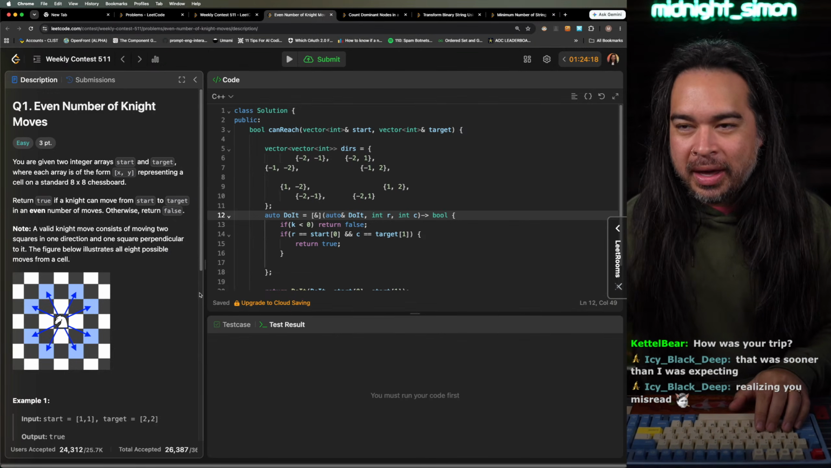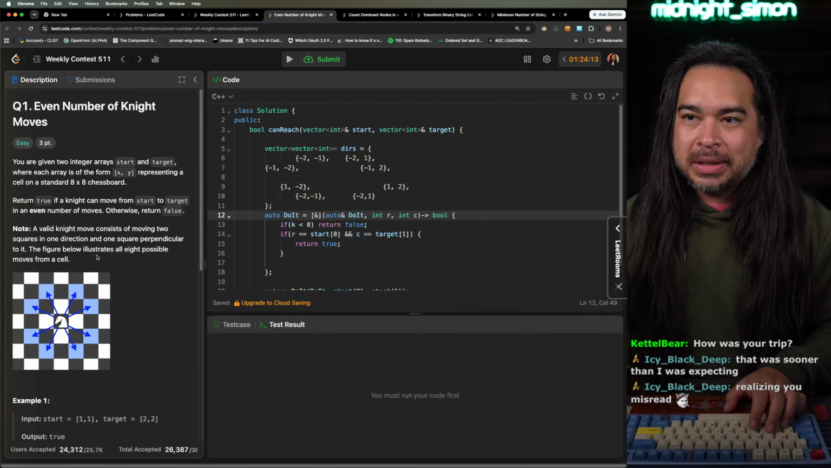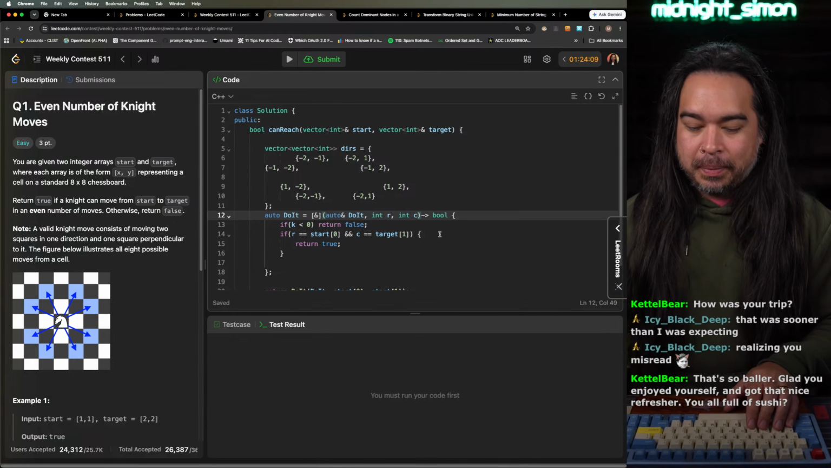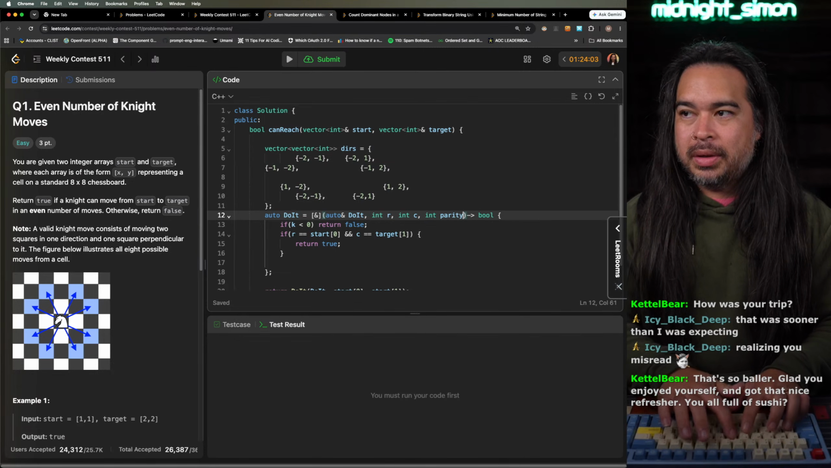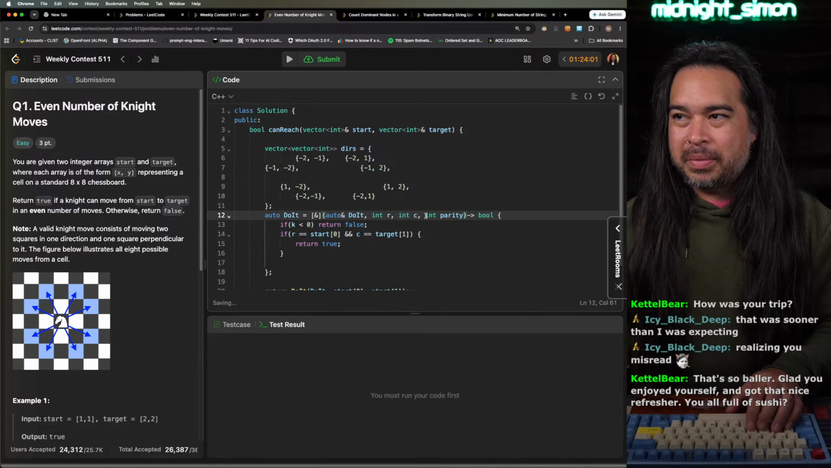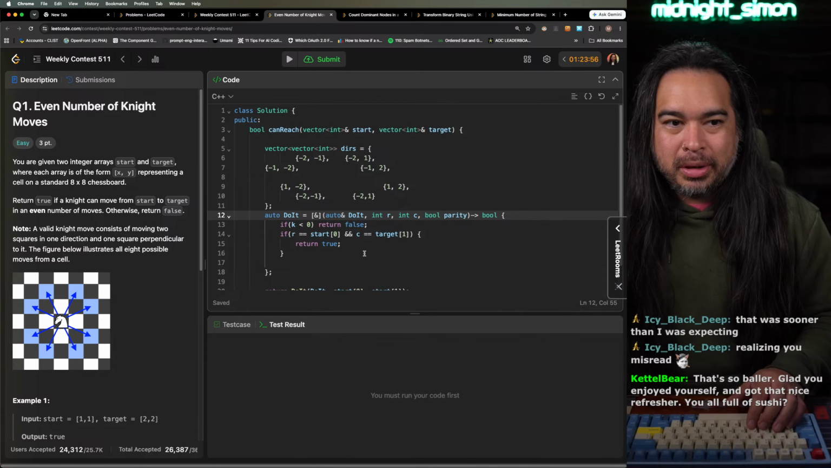Alright, how the heck are we gonna know if we can do it in an even number? Should I just call it parity or something?